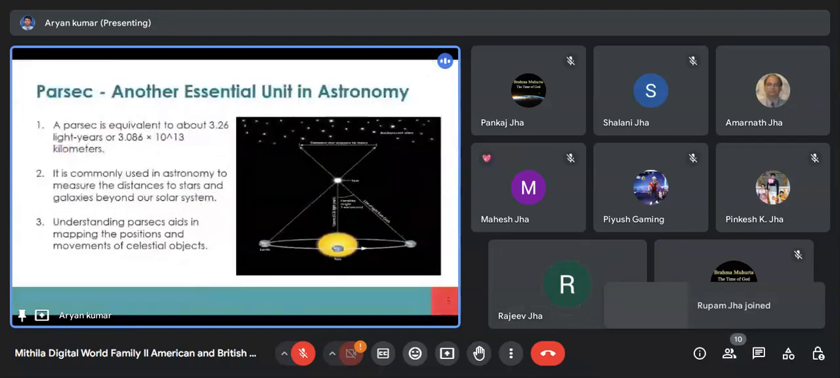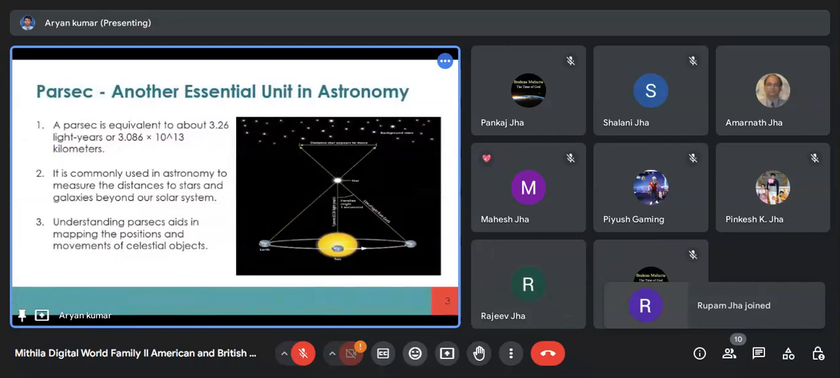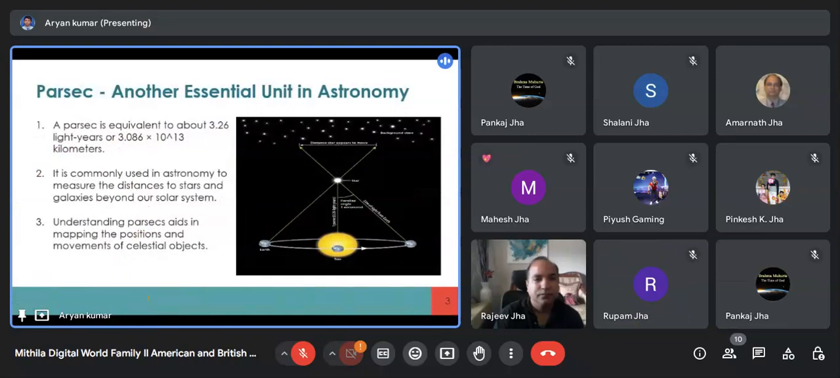It is about parsec, another essential unit in astronomy. A parsec is equivalent to about 3.26 light years or 3.08 multiplied by 10 raised to the power of 13 kilometers. It is commonly used in astronomy to measure the distance to stars and galaxies beyond our solar system. Understanding parsec aids in mapping the position and movements of celestial bodies.